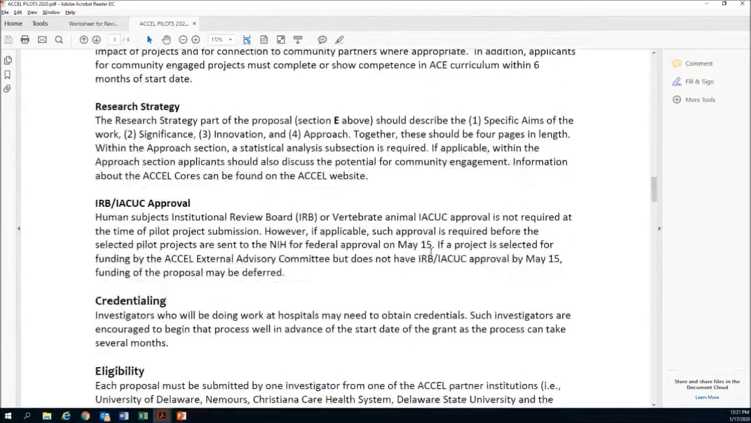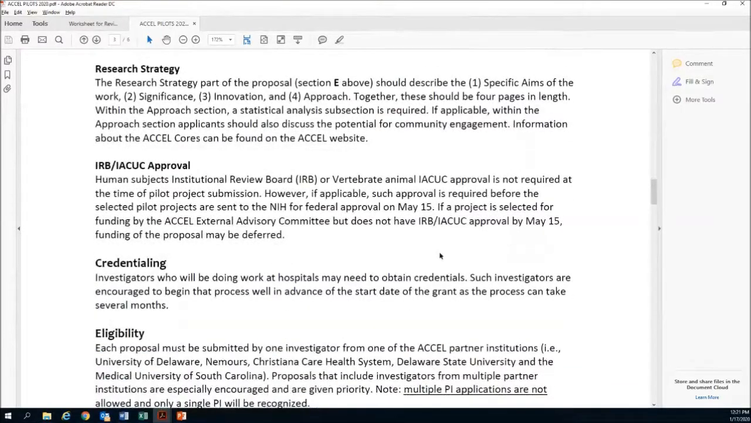All right, when you submit and at the end of this, there's some review criteria. The structure of this research strategy that I mentioned above is the same for an NIH grant. That's a specific aims page, limited to one page, and then sections on significance, innovation, approach. Together, these should be 4 pages in length.